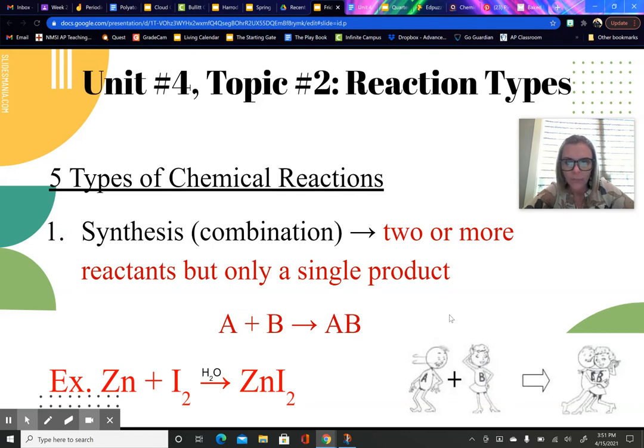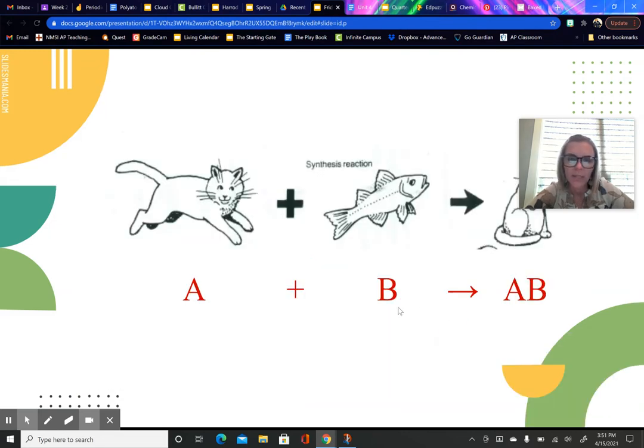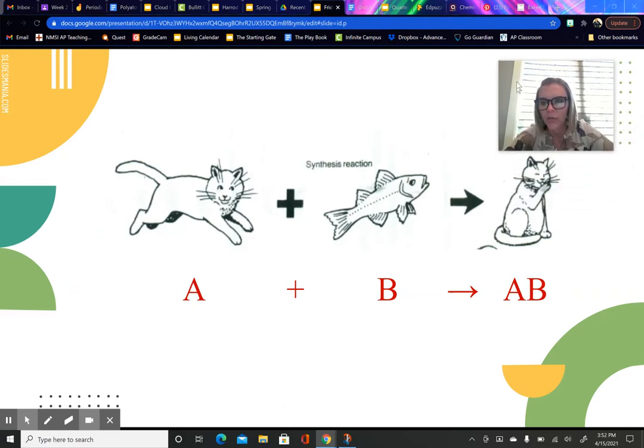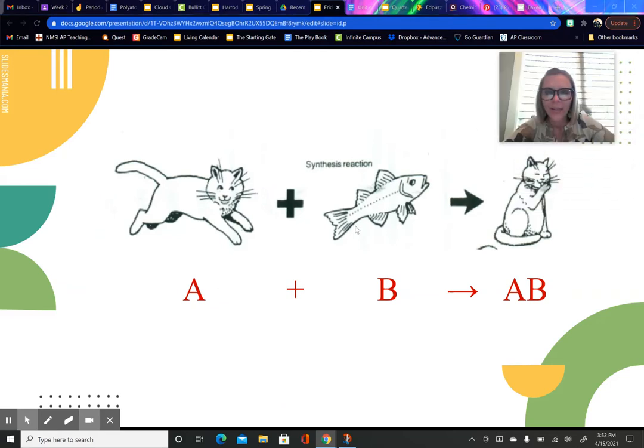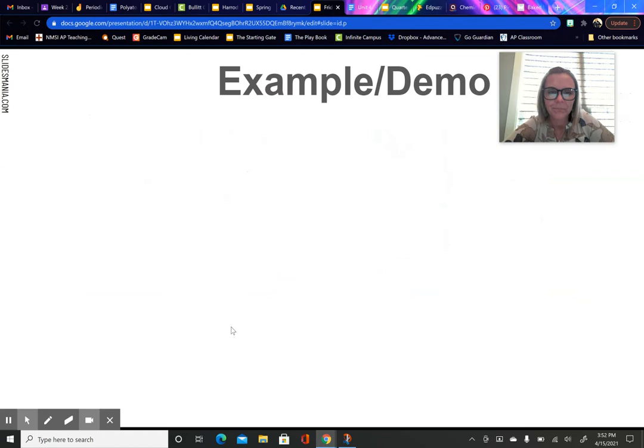This is kind of what a synthesis reaction looks like in cartoon land. You have a cat, and that's a fish. When you have the cat and the fish separately, they're two separate beings, but then the cat eats the fish and now they are one, they are together, and we have AB. That's a synthesis or combination reaction.